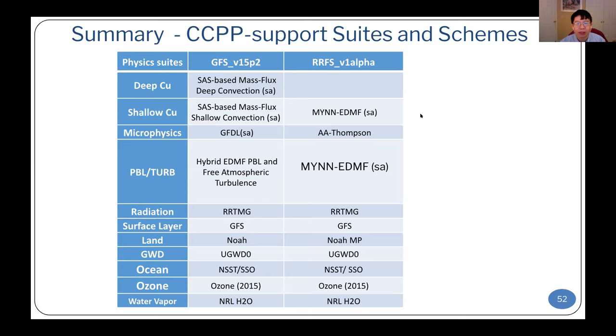Then the PBL uses hybrid EDMF PBL, while the RRFS v1 alpha uses MYNN EDMF. The radiation, they use the same, both use RRTMG v2.3. Then the same surface layer, but the land surface models are slightly different. One is Noah, the other is Noah-MP. Noah-MP has better snow representation, and also has underground water recharge.